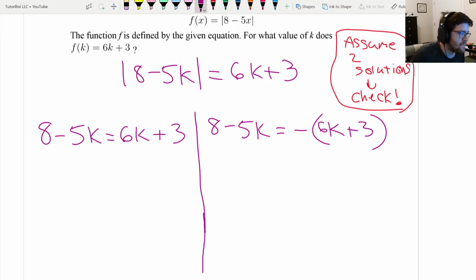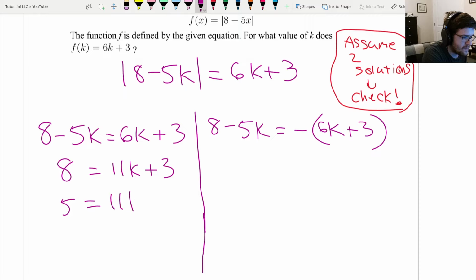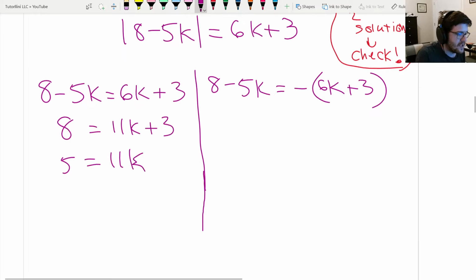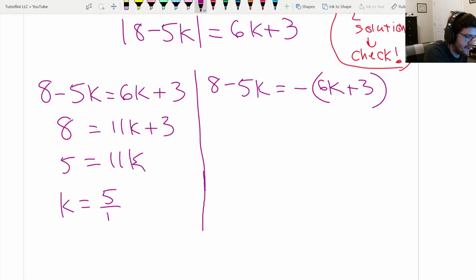So the first one, why don't I add 5k to both sides, and I get 8 equals 11k plus 3. Now I'm going to subtract 3 from both sides. I get 5 equals 11k. Now I'm going to divide both sides by 11, and I get k equals 5 over 11.